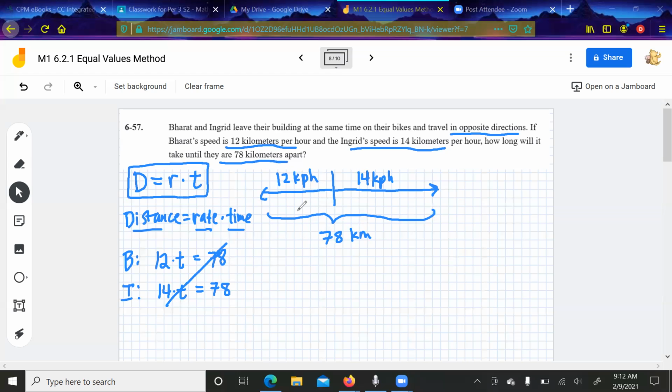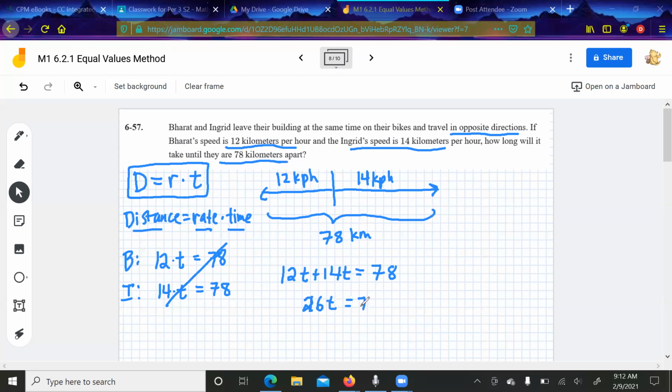Since they're going in opposite directions, we're going to add those two rates together. 12t plus 14t, and we want to know how long it is going to take to make 78 kilometers. Since we're going in opposite directions, they're getting away from each other faster and faster. So we add them together and set that equal to their total distance that we want. So when we solve this, we only have one variable.